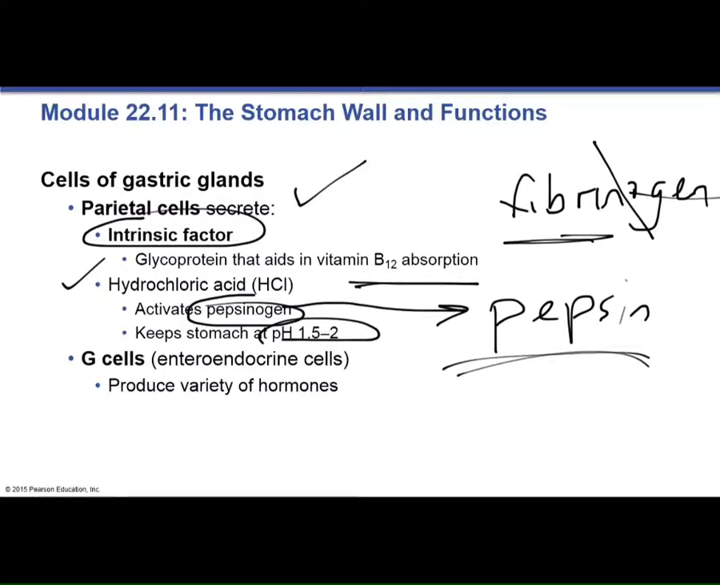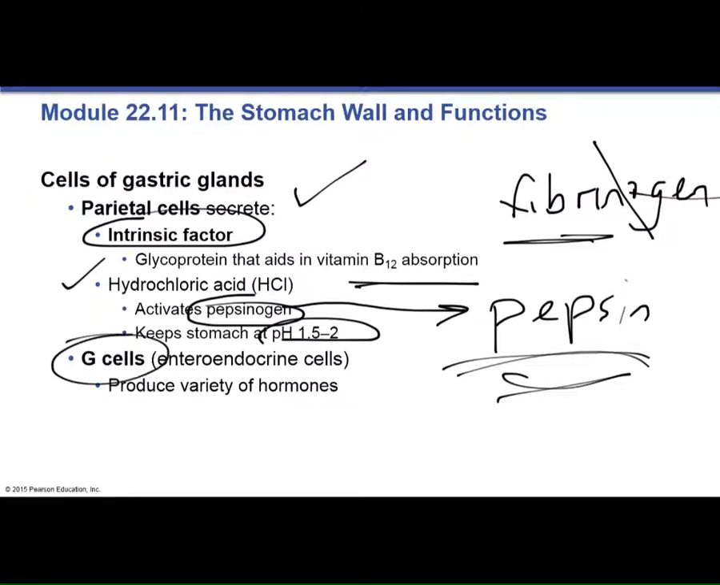Okay. And we see the word Pepsi in there. Pepsi, when it was first made, was made by a pharmacist. And it was made to help cure stomach ailments. So Pepsi, pepsin, you see the connection. There's also G cells down here.